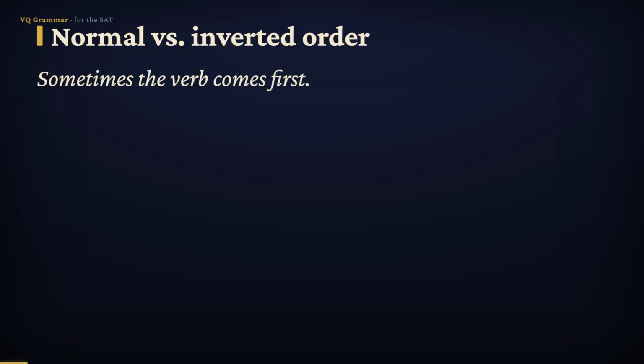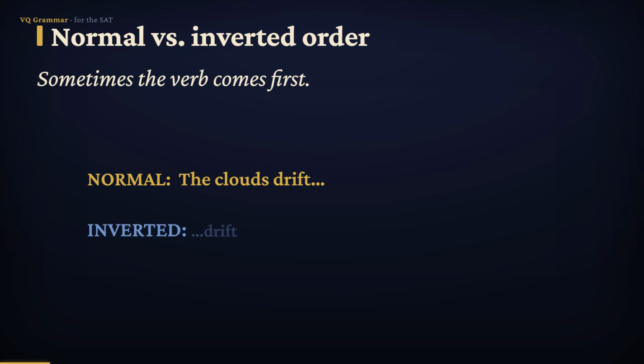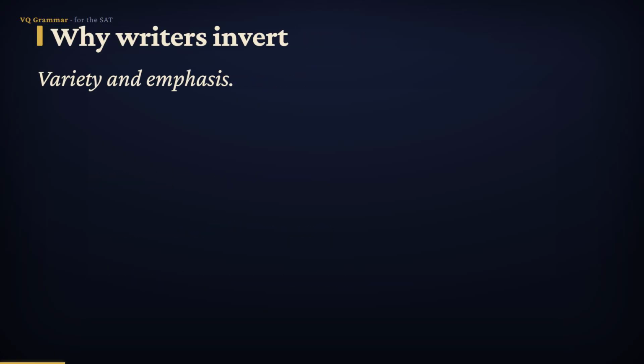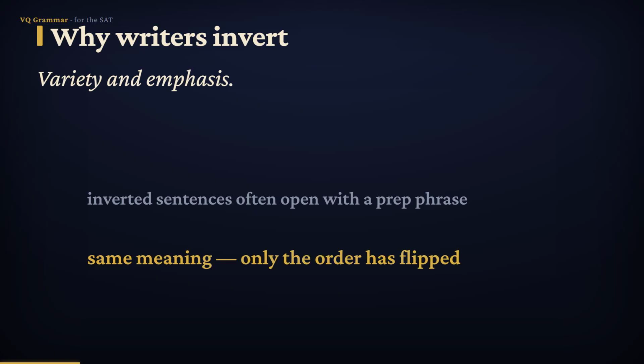In most sentences, the subject comes first, then the predicate, but not always. Watch. Normal order. The clouds drift across the valley. Subject first. Now, inverted order. Across the valley drift the clouds. The predicate comes first, and the subject, clouds, comes last. Writers invert sentences for variety or for emphasis, and such sentences often open with a prepositional phrase. The meaning is the same, only the order has flipped.